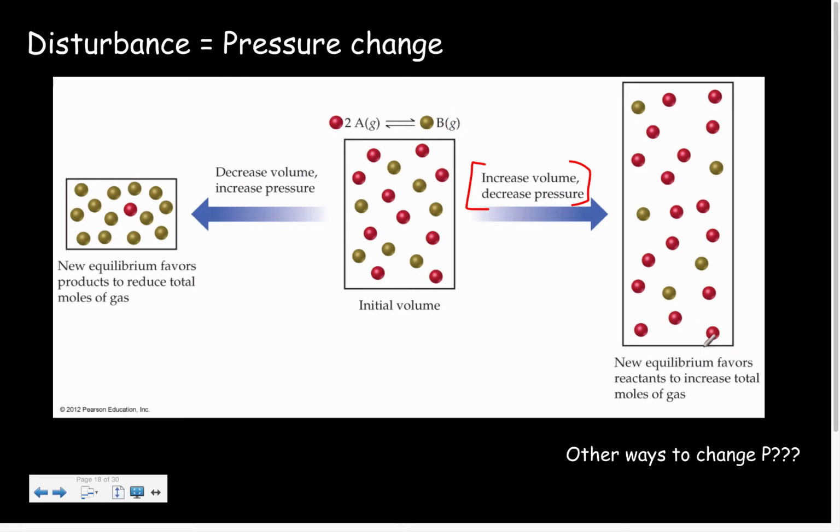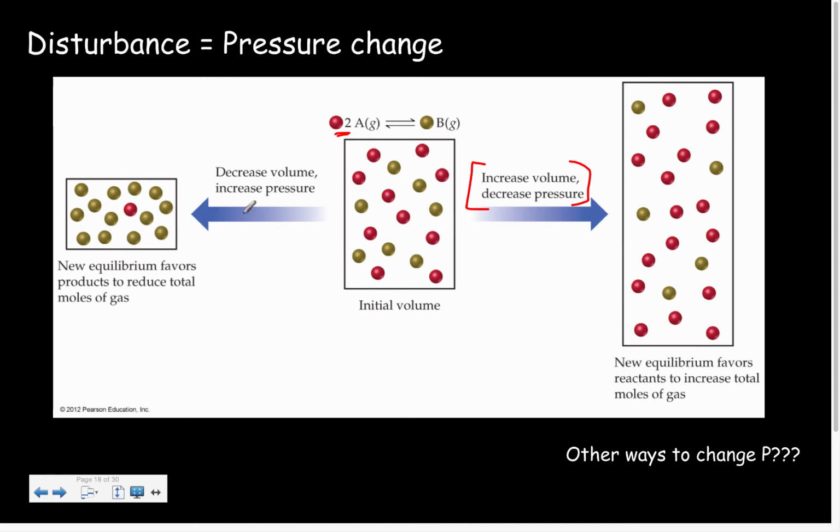If we increase the volume, decrease the pressure, my reaction is going to shift to fill that pressure back up, to get back to that equilibrium pressure, by going to the side that's going to have more moles of gas. So here, if we look, 2 moles of gas to 1 mole of gas, so we're going to increase the production of A so we can reestablish that equilibrium pressure.